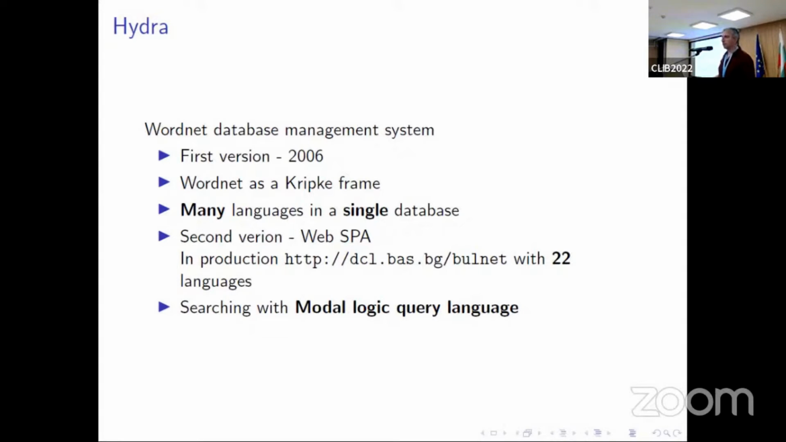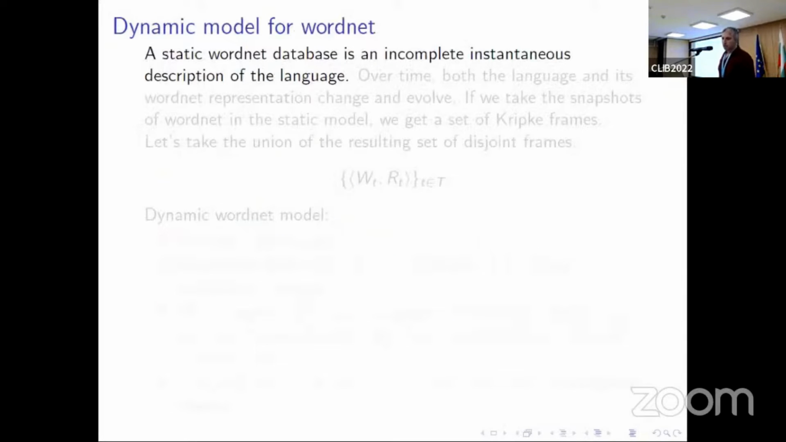What is in the core of this system is this modal logic query language. For this particular version, it's somehow hidden. So it uses this, but the user can search by means of a word or a compound or a regular expression. So what is a dynamic model for Wordnet? What we want to achieve.